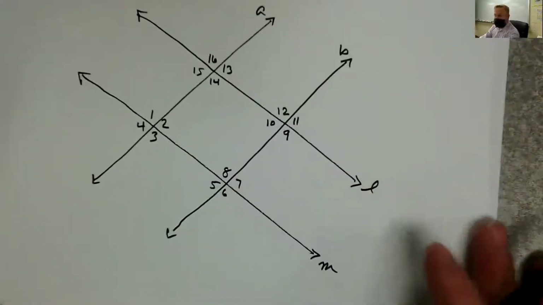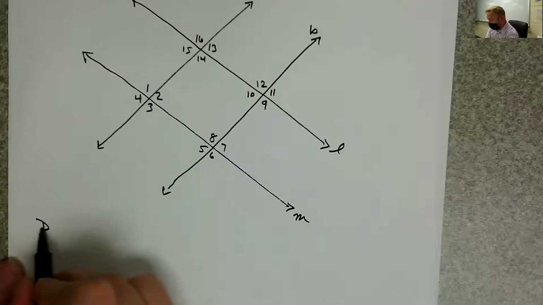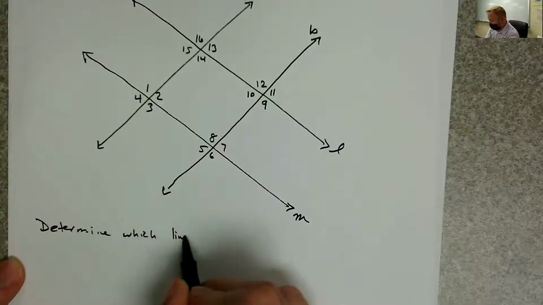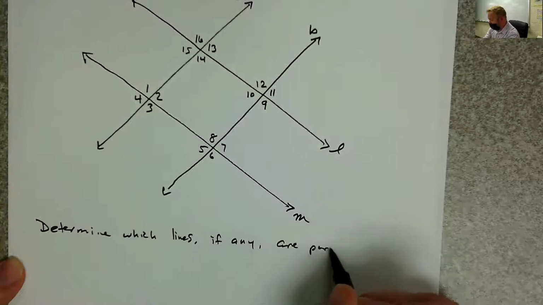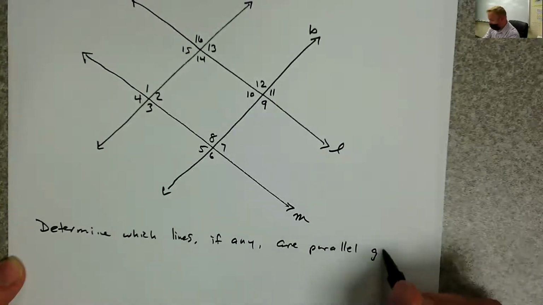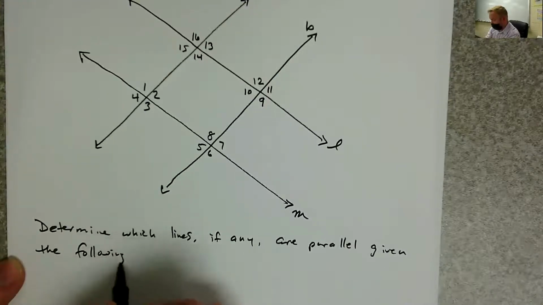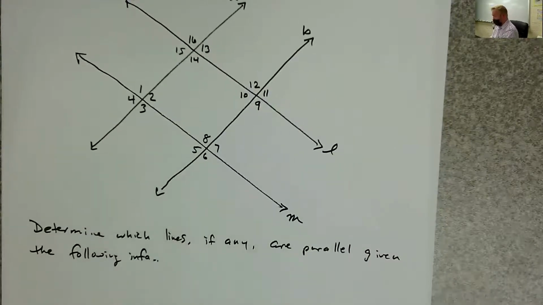Okay, again, I'm going to write out the instructions here just because I want to make sure that I'm being really, really clear. So here's what the directions would look like. Determine which lines, if any, are parallel given the following information. Okay, so I'm going to just give you information about some angles, and then using that information, I want you to be able to tell me which lines are parallel.